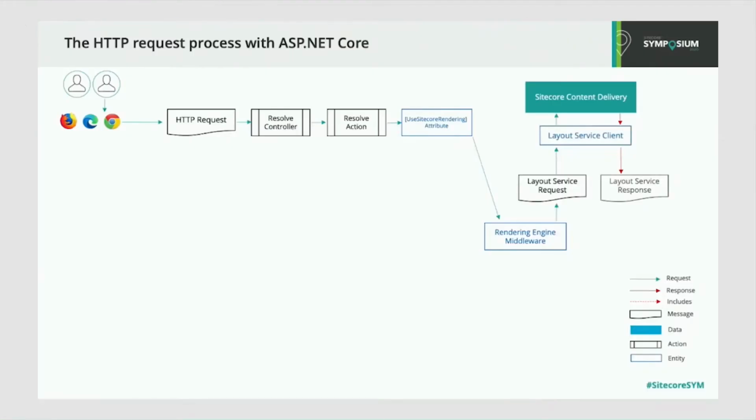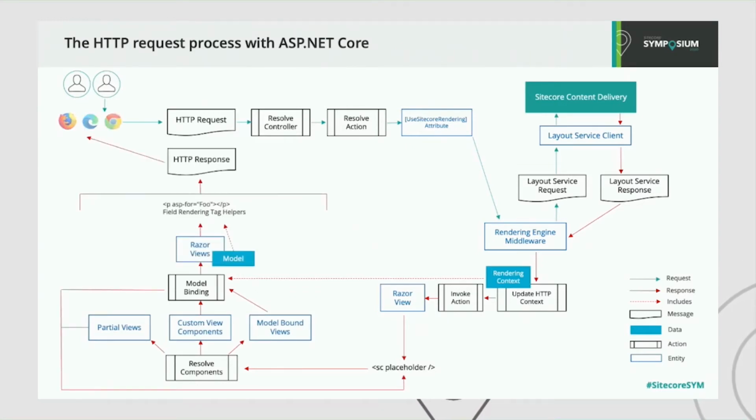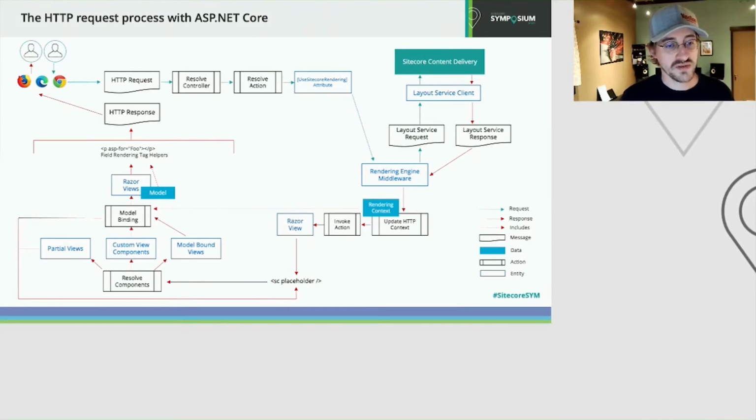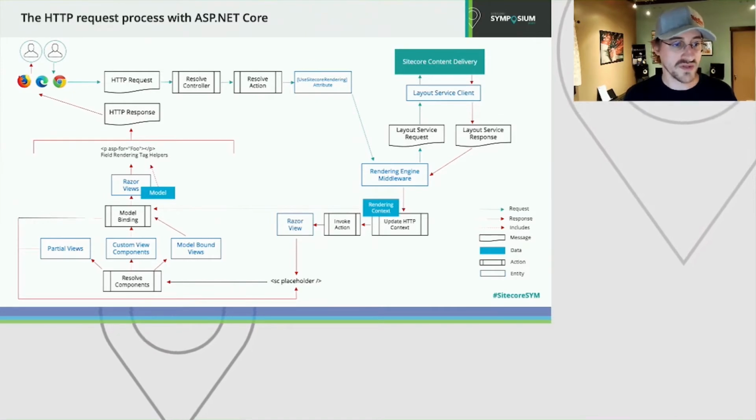the incoming path. And the response, which comes back from the layout service, will then be placed in a rendering context in the ASP.NET Core HTTP context. And this data will be used later as we render placeholders and fields and so on. So from here, ASP.NET Core will invoke your controller action and begin to render your Razor view. And by using our placeholder tag helper in that view to render your root placeholders, you can then begin the process of rendering your full component tree.